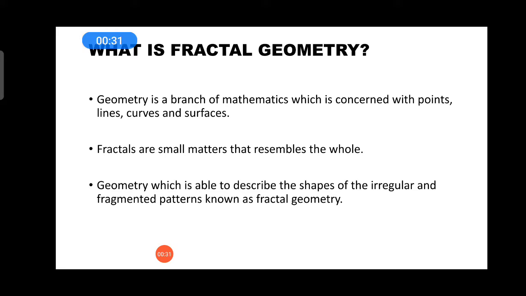It is a complex picture created using iteration and a single formula. The other important point is fractals are small matters that resemble the whole. That is, they are infinitely complex patterns that are self-similar across different scales. They are created by repeating a simple process over and over in an ongoing feedback loop. Geometry which is able to describe the shapes of irregular and fragmented patterns is known as fractal geometry.